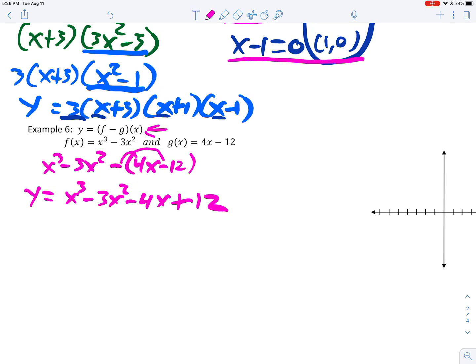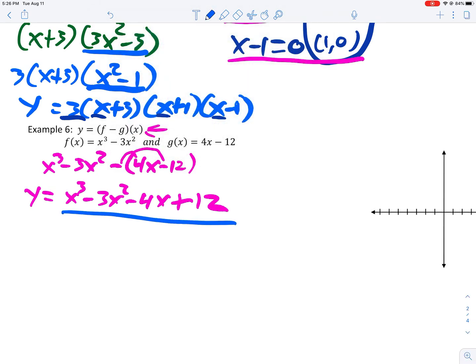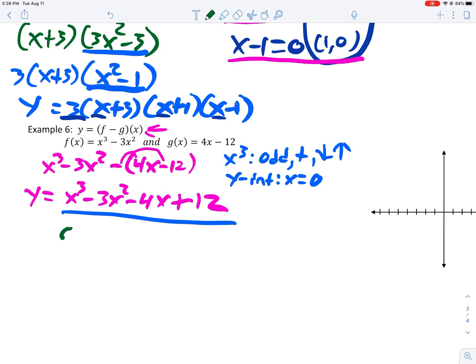So now there we go. So that equation there in pink, that I'm underlining here with blue, that's standard form. So we can get the end behavior, right? X to the third, so it would be odd, it would be positive. So it would be low to high. We could get the y-intercept, right? The y-intercept, x is going to equal 0. So if x is 0, this would be 0 minus 0 minus 0 plus 12. So that would be 0 comma 12.